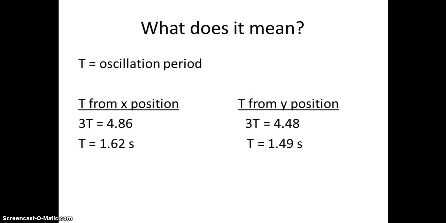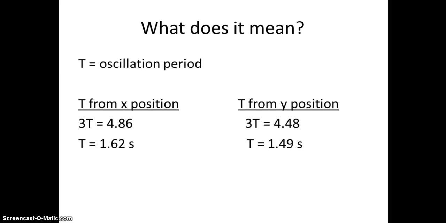The oscillation period T can be calculated from the position versus time data in Tracker. When the X position data is used, the oscillation period is calculated to be 1.62 seconds. When the Y position data is used, the oscillation period is calculated to be 1.49 seconds. These values differ because they are measuring different things.